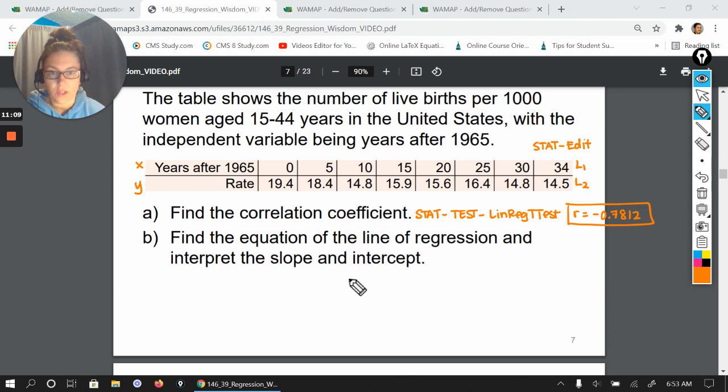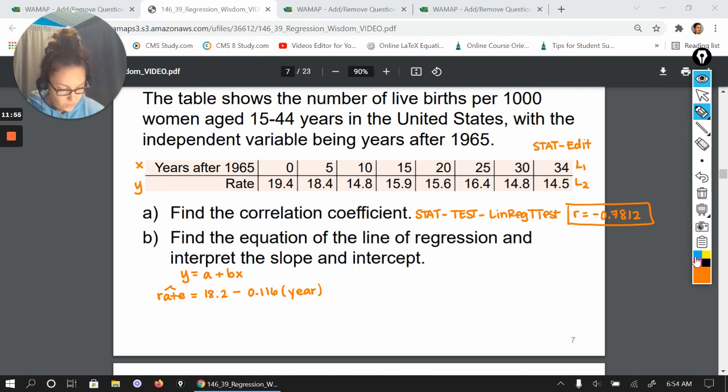Part B says find the equation of the line of regression and interpret the slope and y-intercept. So the format of the linear regression equation looks like this: y equals a plus bx, and a is the y-intercept and b is the slope. So inside the context of this problem, this means that the predicted rate equals, and then from our test here, we get a y-intercept of 18.2, and we get a slope of negative 0.116, and the x variable is the years after 1965.